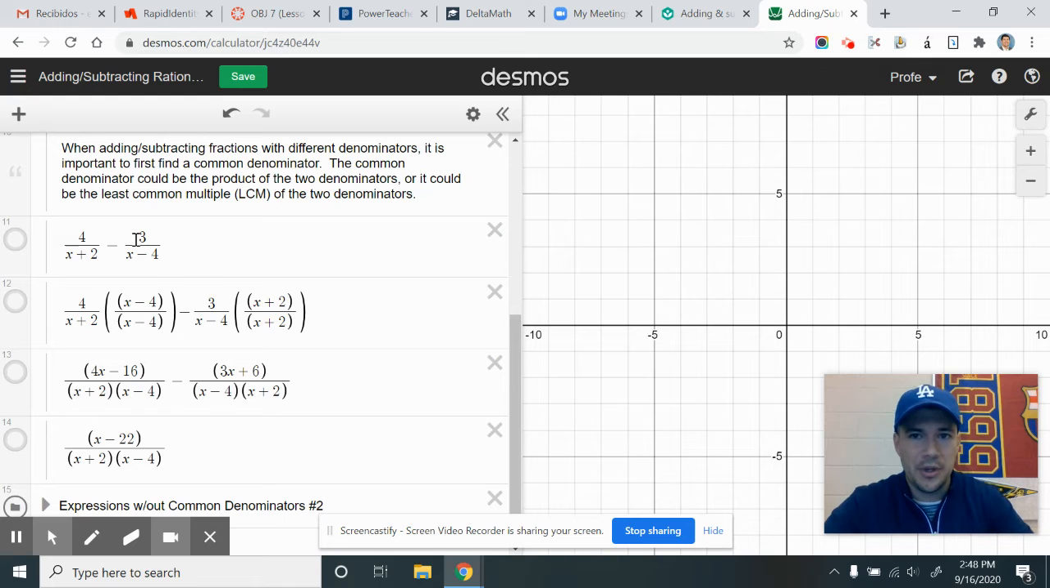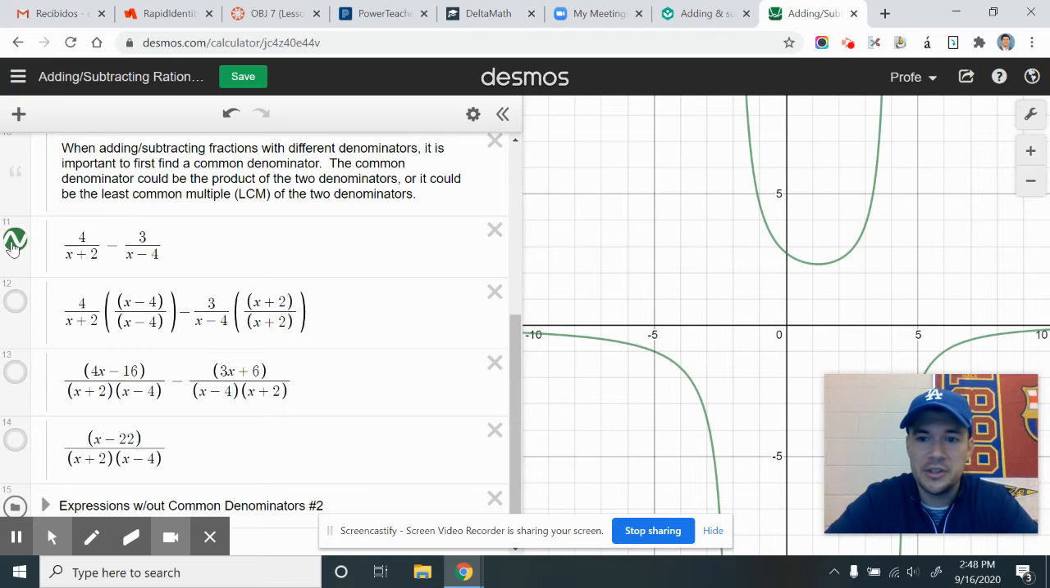Now, this first example that I'm going to do in this video, we are going to end up just multiplying our denominators. So I have one denominator of x plus 2 and one denominator is x minus 4. And I'm finding the difference between these two fractions. So all I'm going to do is I'm going to get a common denominator. To get this common denominator, by the way, this is the function. You can see the vertical asymptotes right there.